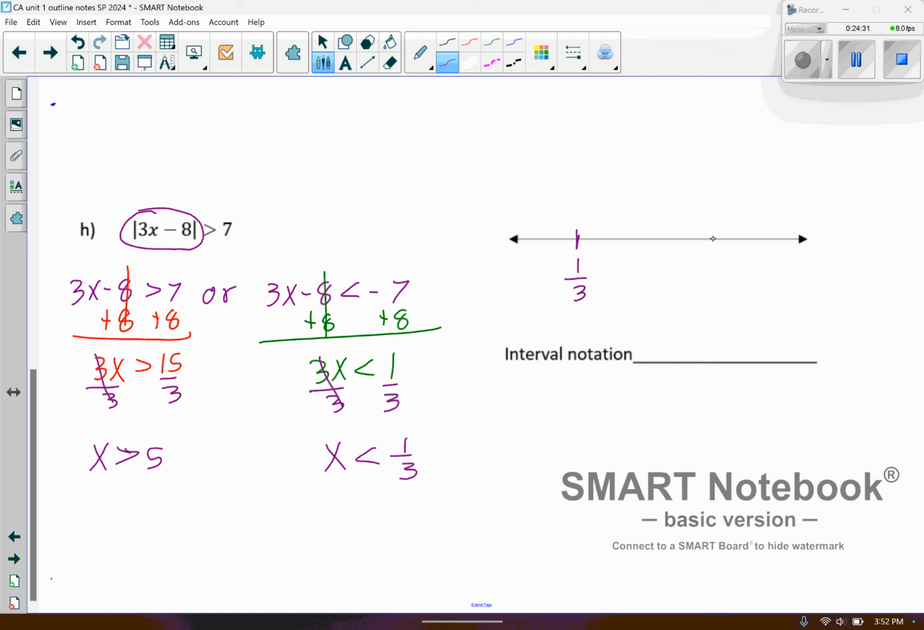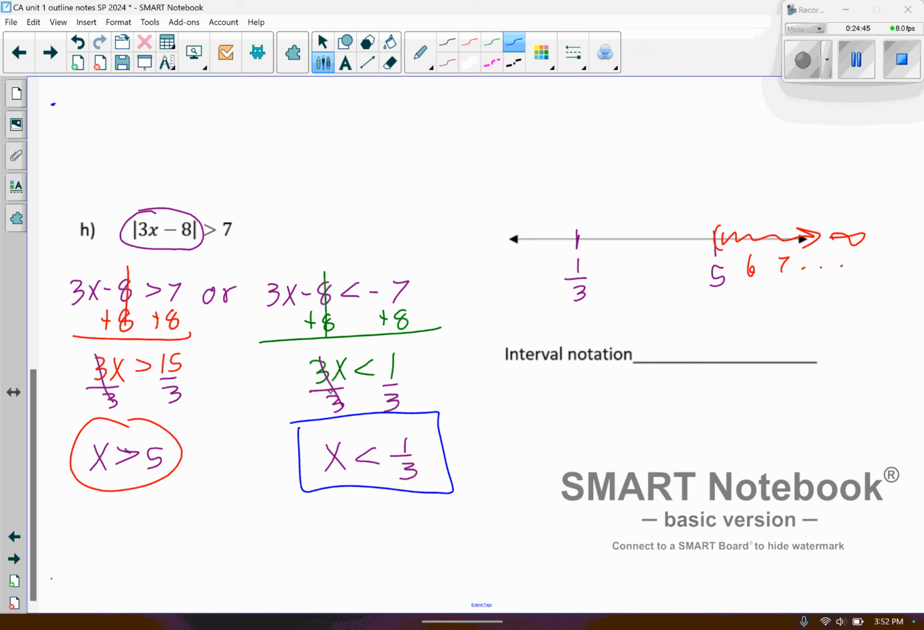So once again, plot your values here in numerical order. So 1/3, we can put 5 here. And so this is saying x is greater than 5. So numbers greater than 5 go to the right, like 6, 7, and so on, towards infinity. And then this is saying x is less than 1/3. Well, values less than 1/3 are going to go to the left. Like 0, 0 is less than 1/3, negative 1, and so on, going towards negative infinity. And then last, we just want to go ahead and convert this into interval notation. So this is going to be from negative infinity to 1/3 with the parentheses, union from 5 to positive infinity.